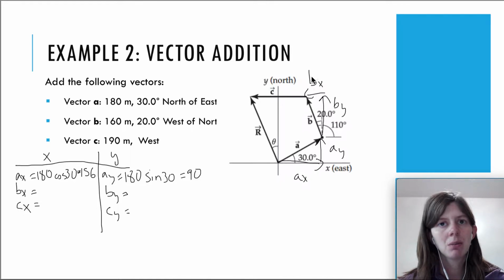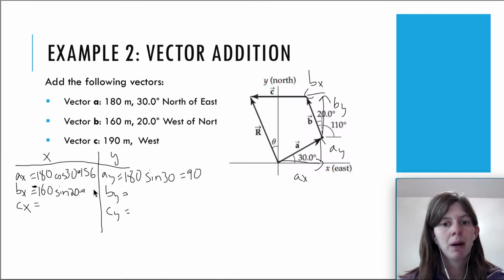But you see that the x component is opposite of this angle. So that means it's going to use sine. And it's also pointing to the left, so it's going to be negative. Negative 160 sine of 20. And this is equal to about negative 55. Again, I'm rounding on the paper here just because of room, but I'm not rounding in my calculator. I'm using the exact numbers until the very end.